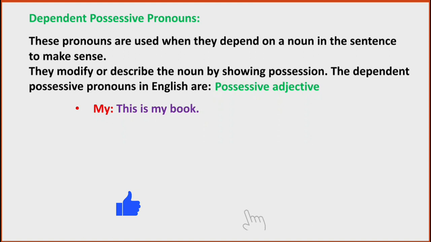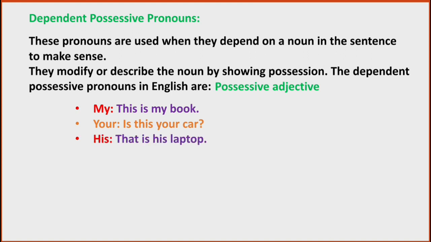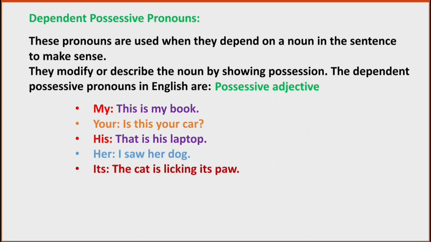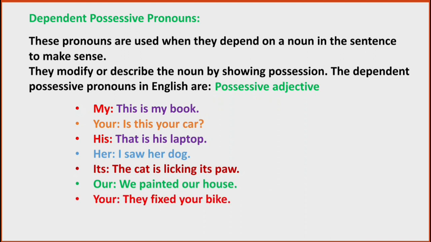Like this: my, this is my book. Your, is this your car? His, that is his laptop. Her, I saw her dog. Its, the cat is licking its paw. Our, we painted our house. Your, they fixed your bike. Their, those are their toys. These are the dependent possessive pronouns, and these are just like possessive adjectives.